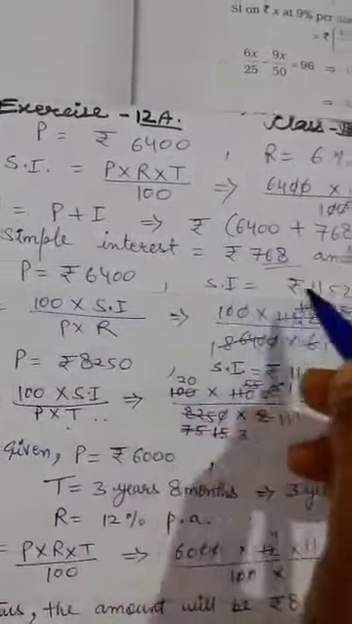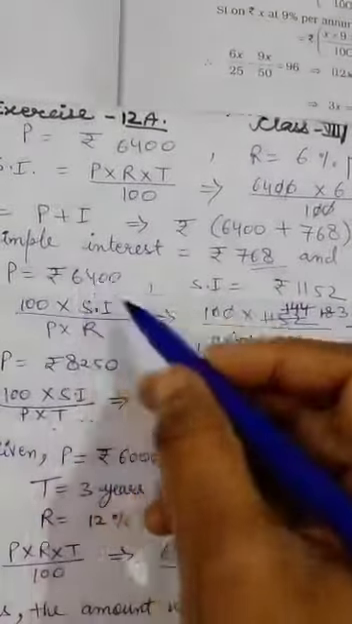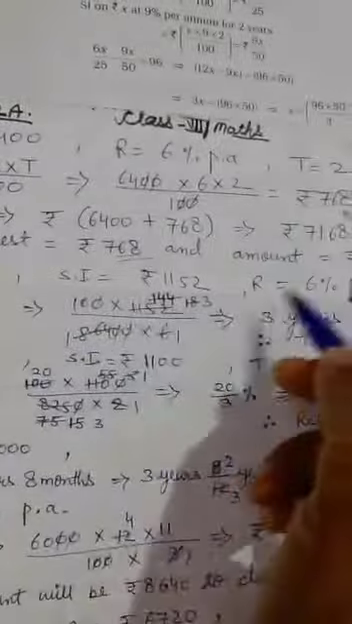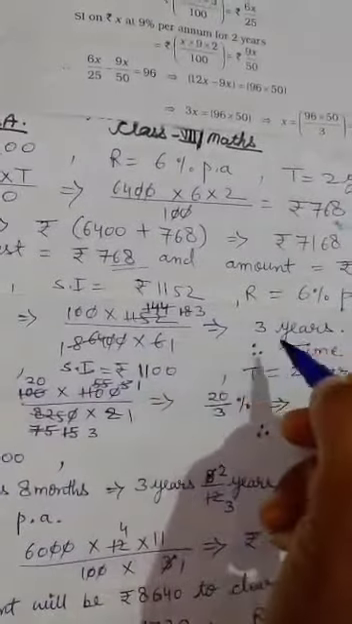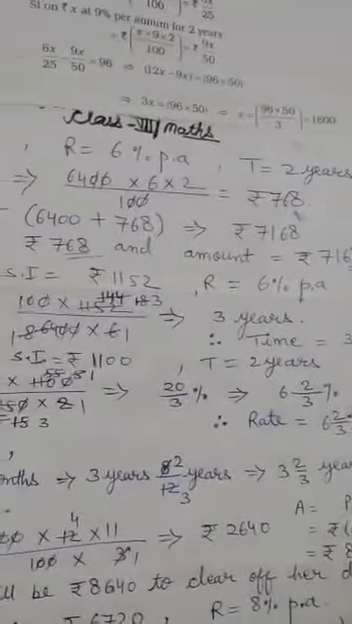So formula for finding the time is 100 into SI upon P into R. 100 into SI is given, put its value, upon P is given, into R. R is also given. Cut it. You will get 3 years. Therefore, time equals 3 years as your answer.